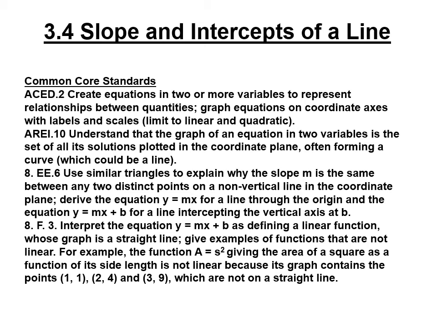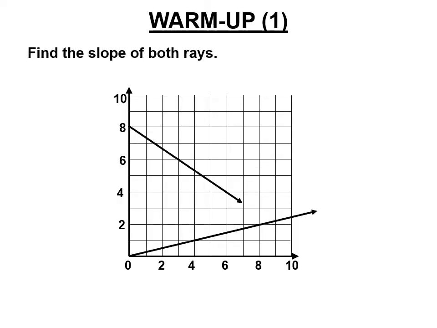All right, so in Unit 3.3, we did slope in the first quadrant. Now we're going to do it in the coordinate plane. We're also going to learn what an intercept is. So start with find the slope of both these rays. Right, the slope is the rise over the run.